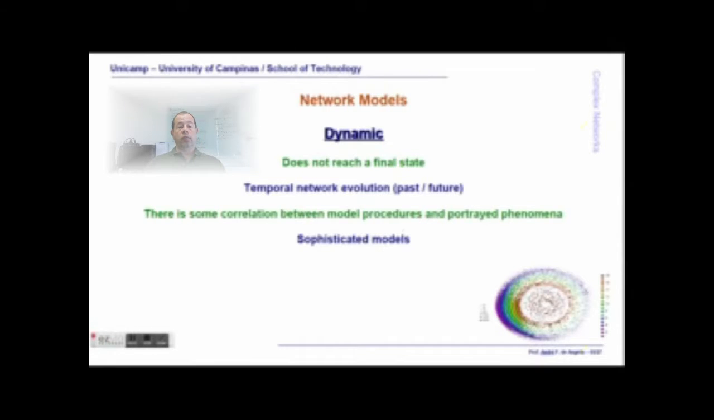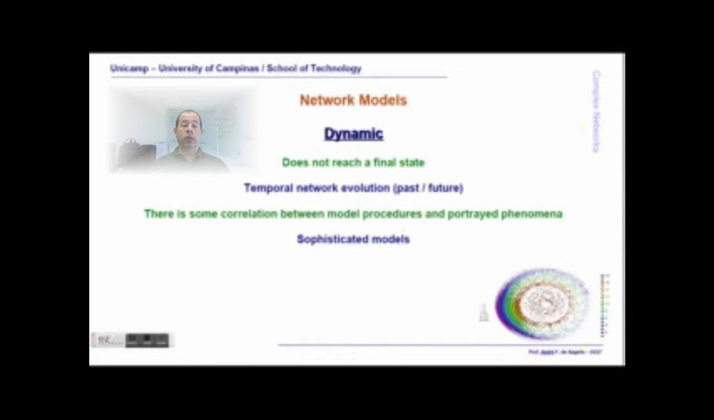Dynamic models don't reach a final state. It means that the network, according to this type of model, will grow along the time. Then I will start from an initial state, and I will grow and grow the network until I reach a state that is suitable for me. But the model will not impose a final state. Then there is a temporal evolution in the network.